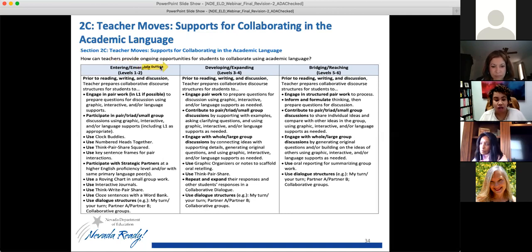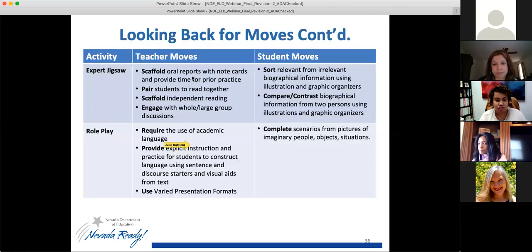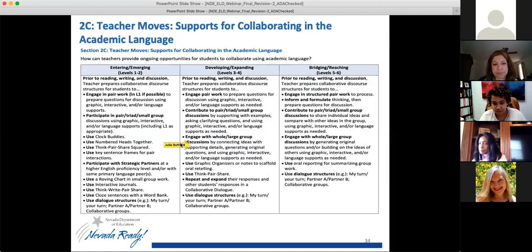We provided dialogue structures through the use of the Rally Robin. Prior to that activity, I would have also explicitly taught the students how to engage in that conversation with their partner, which typically they teach when you do Kagan structures and things like that. We also provided an opportunity for students to participate in small group discussions through the extension jigsaw activity.